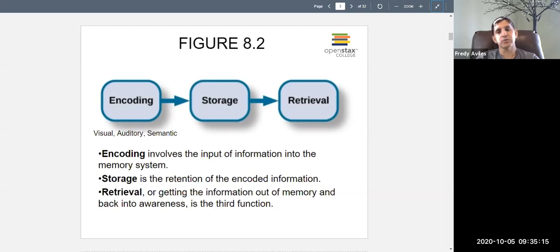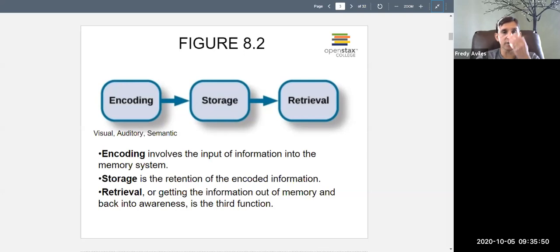So let's say you can visualize something to make it easier for you to remember. Like for instance, you have to learn somebody's name. You have to remember somebody's name. And that person's name is Matt. Well, you can visualize Matt with a mat over his head to help you remember his name. So in that way, you've encoded the information visually. You've created a visual image to help you remember.